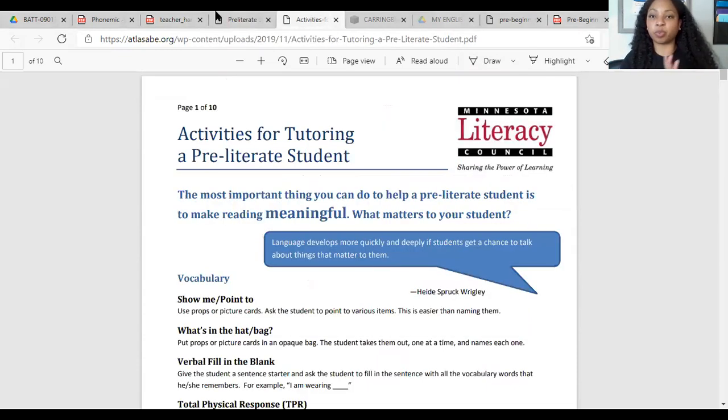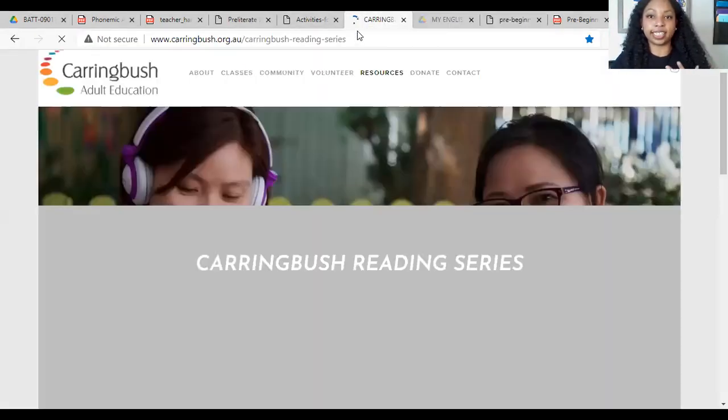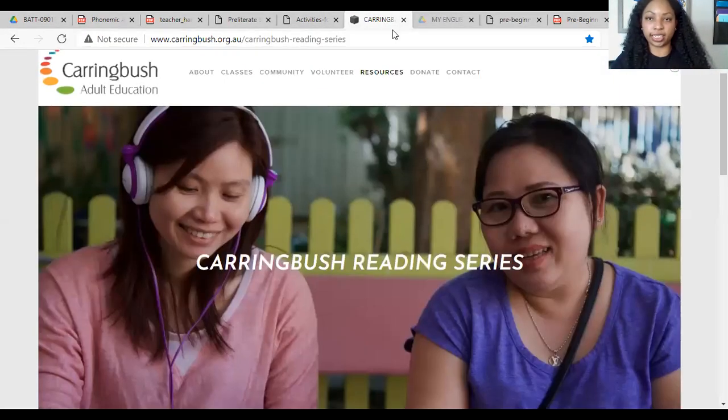If you look here, this is from the Minnesota Literacy Council, and it gives you activities for tutoring ESL students. Although it says it is for tutoring, I use these all the time. I think they are wonderful activities. This is an example of the Caringbush reading series. So this is one of their books.